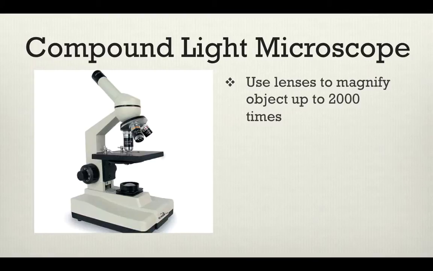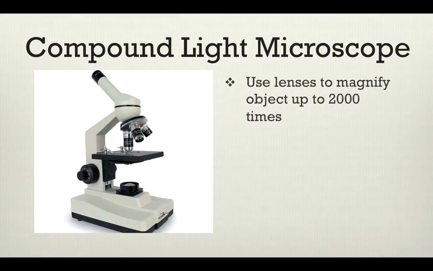So microscopes. We have different types of microscopes. Here we have a compound light microscope. These types of microscopes were what scientists used to make many of the discoveries we know about cells. These are the types of microscopes we'll be using in class. While these are great tools, they are limited and can only be used to see up to 2,000 times what the human eye can see.